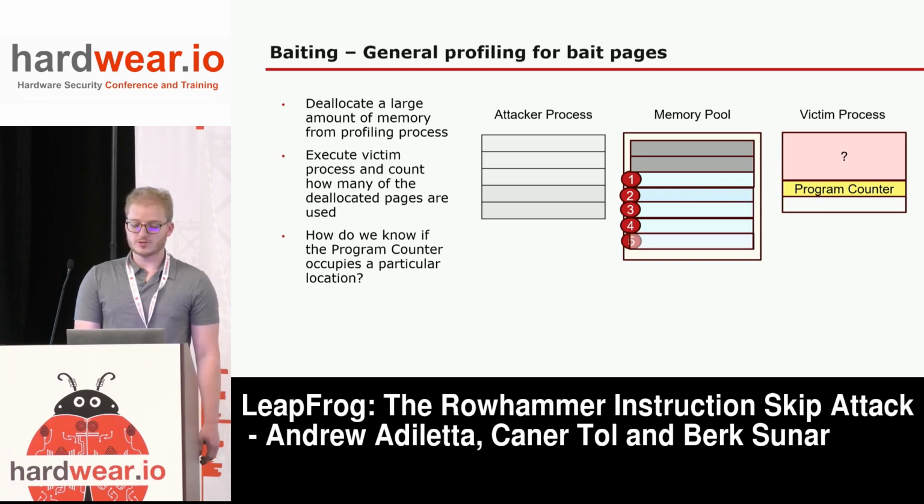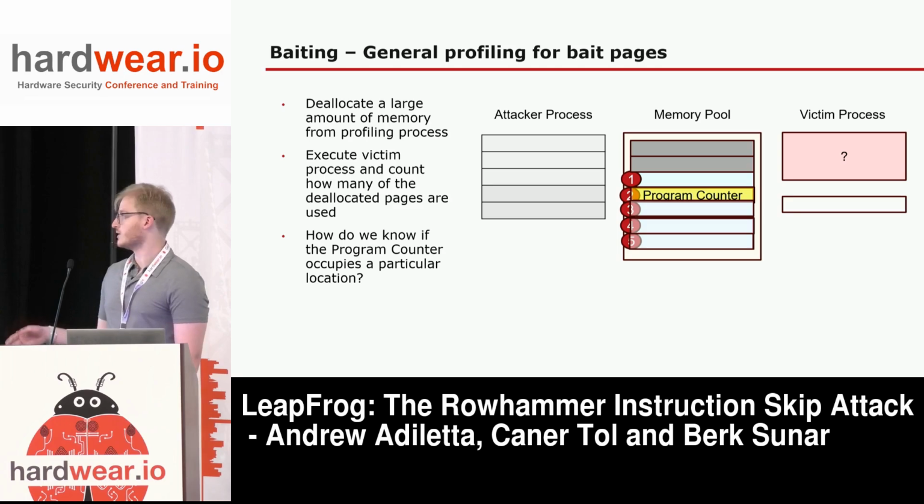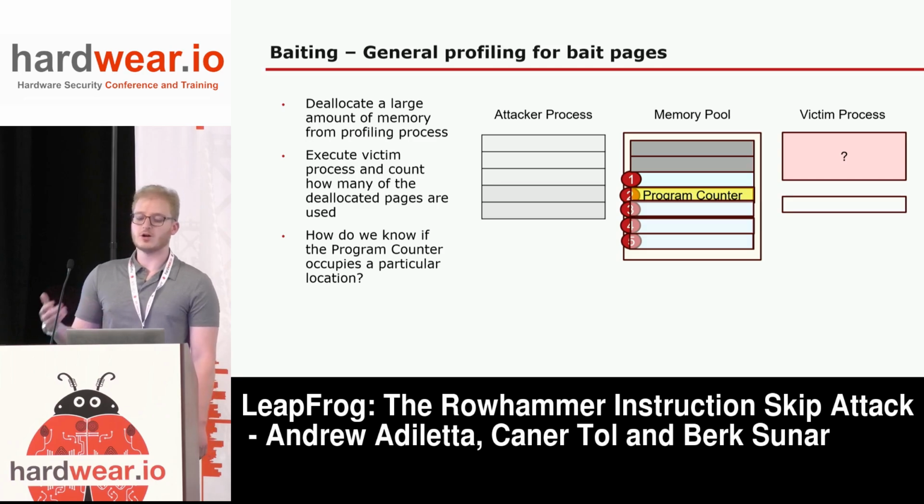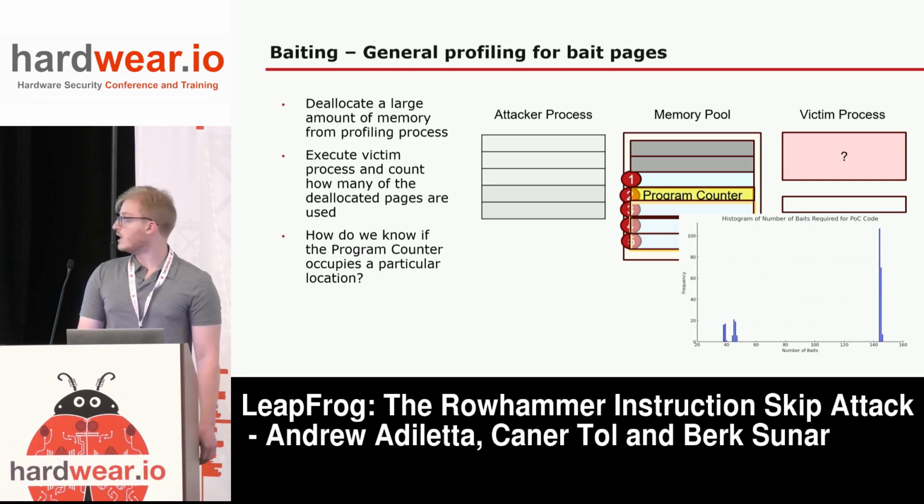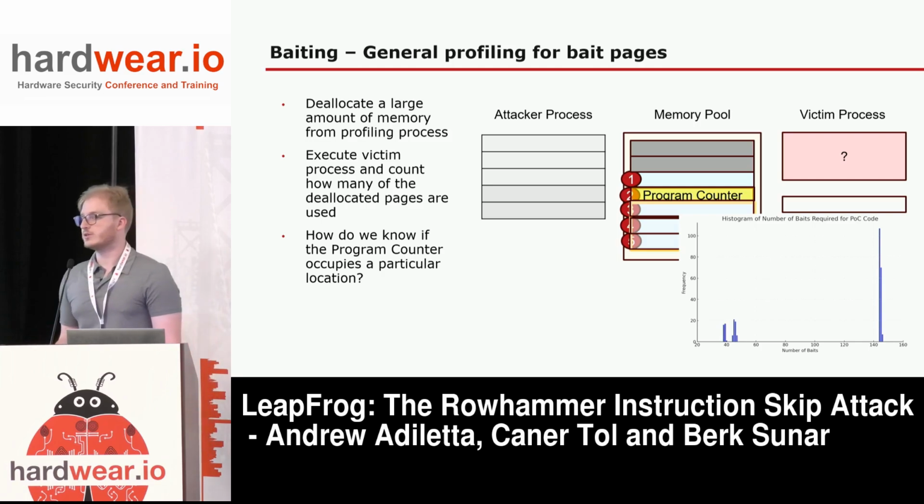And so when the victim process runs, it'll consume 1, 2, 3, and then the program counter gets put in. And we can see where the program counter gets placed in our deallocated memory. We can say, all right, we need to release 3 pages in order to locate our program counter in the right place. And it's worth noting that this is actually probabilistic.